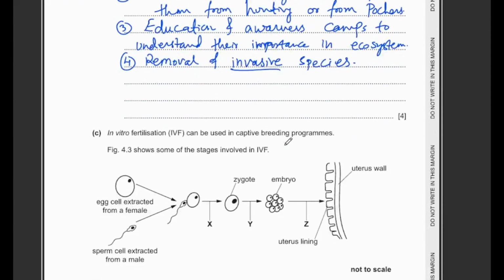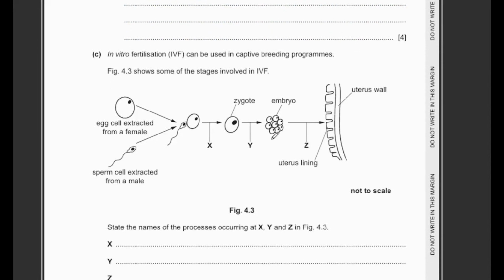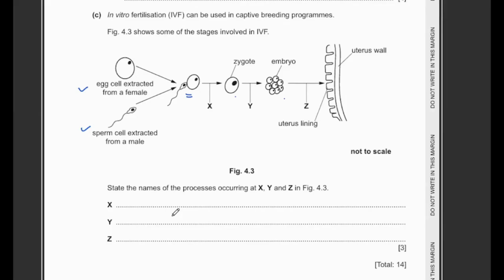Next, in vitro fertilization is performed in the captive breeding program, and this is the image here that we see. An egg is extracted from a female and a sperm is extracted from a male, and they are introduced for fertilization, zygote formation, and the embryo is then placed into the uterus lining. State the name of the process X, Y and Z. X is fertilization because a zygote is formed. Y is the embryo, so basically this is cell division, and the uterus lining is implantation. So this is easy here.